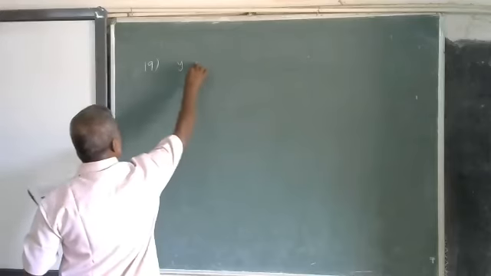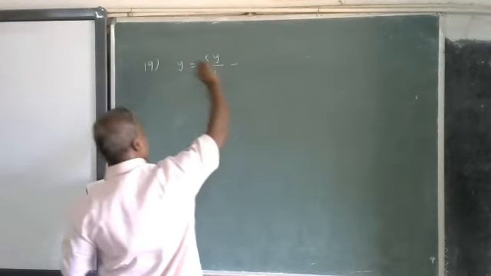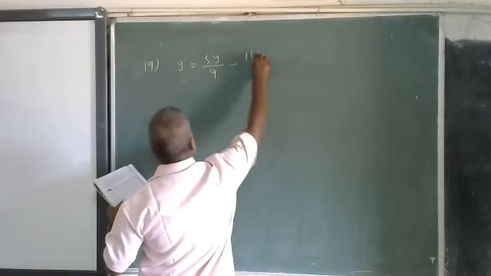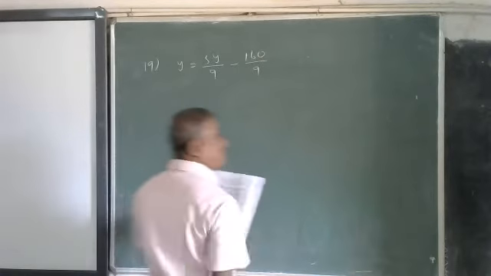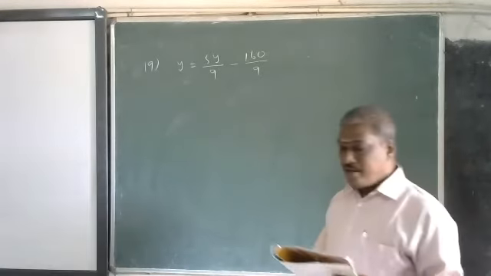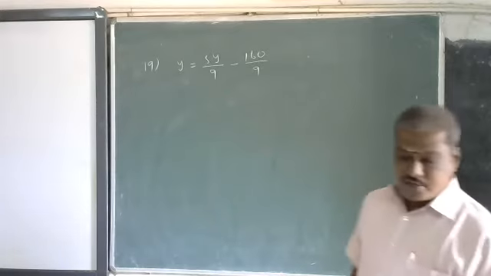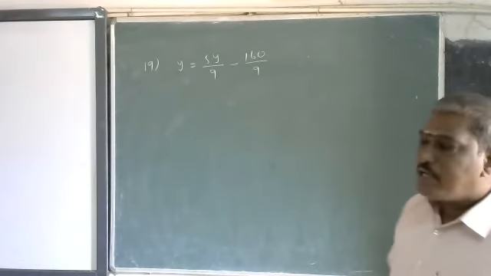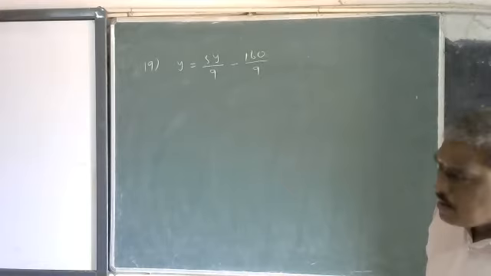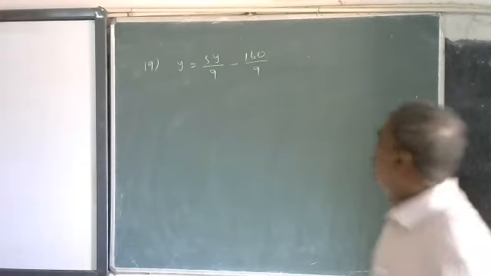Sum number 90. y equal to 5x by 9 minus 160 by 9. Find the inverse of the function and determine whether the inverse is also a function. Y is equal to 5x by 9, sir.